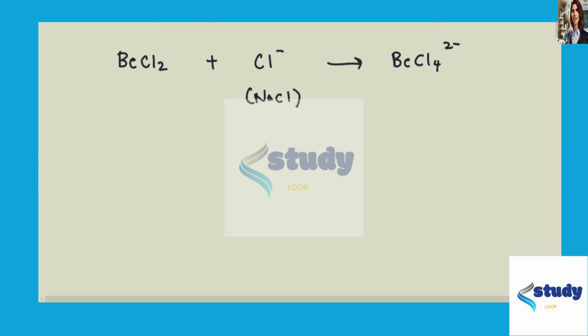And just to make sure, so we have two chlorines here, we have 4 in the final product, so we need to put 2 of the ions from the NaCl. And we want to do this, we want to depict this reaction with Lewis structures. So let's start with the beryllium chloride.